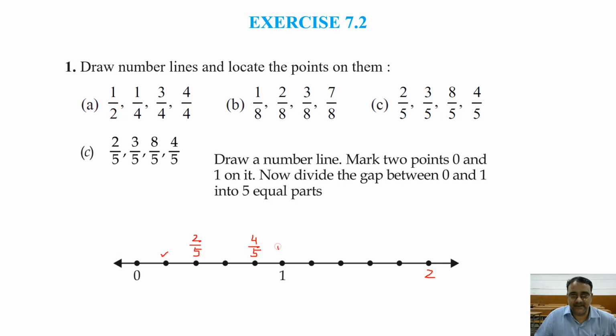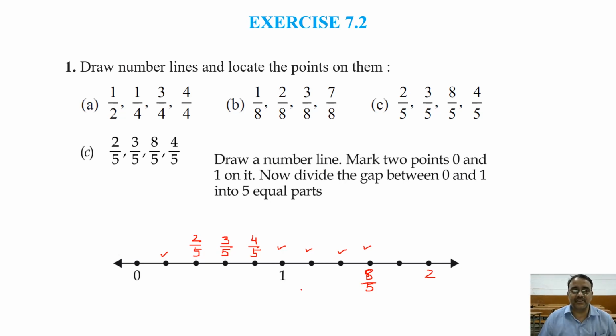And this is 5 by 5. This is 6 by 5. This is 7 by 5. And this one is 8 by 5. Okay, 8 by 5, and what is left, 4 by 5. 3 by 5 is left. This is 3 by 5. 2 के बाद 3 आता है. Right. So we have represented all the four fractions.